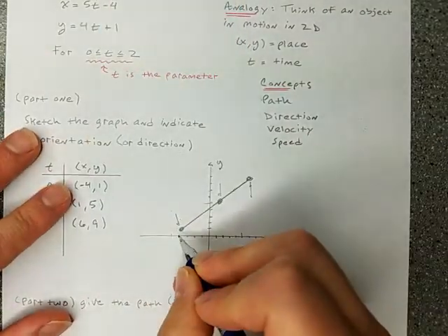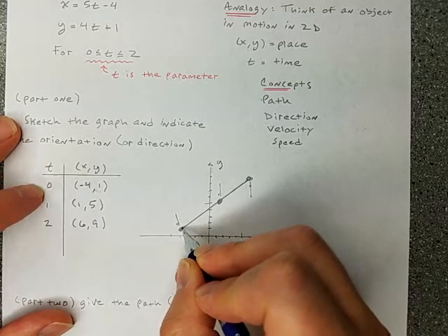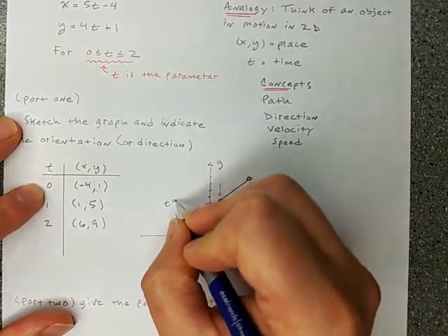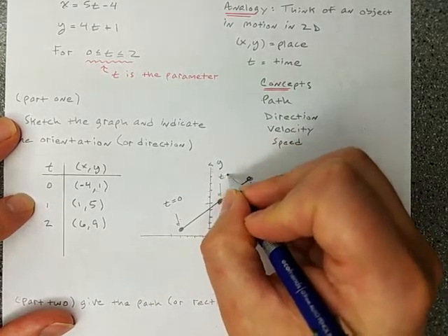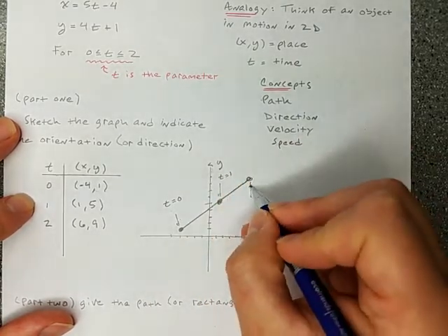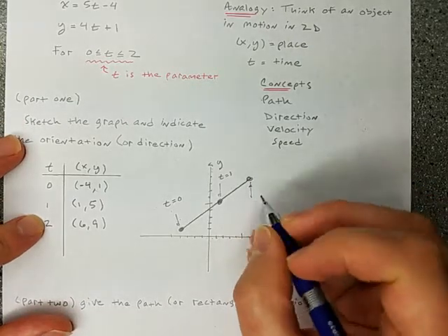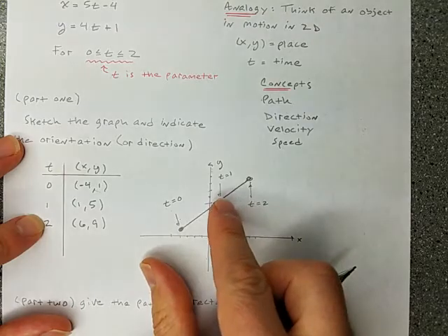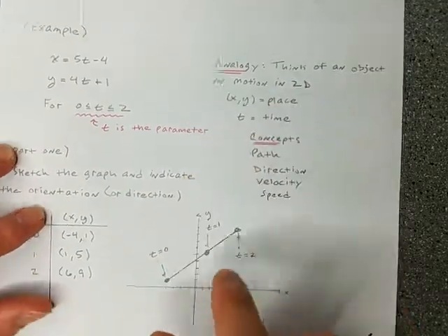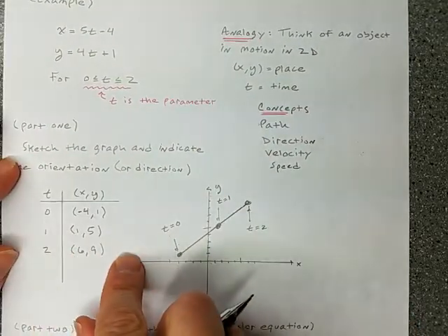All right, you're here. You're at this spot when t is 0. And you're here. You're at this spot when t is equal to 1. And then you're here when t is equal to 2. If you think about my analogy of this being motion, right? Every time you're at a place.